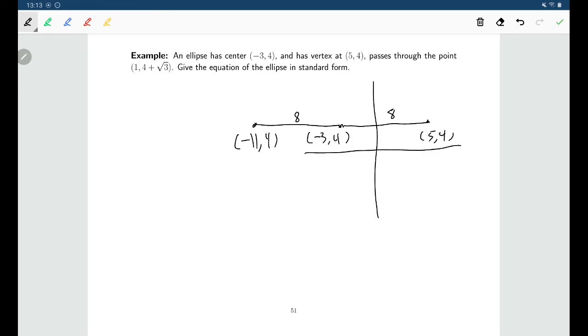Now, the nice thing here is that we can see that, number one, the major axis is parallel to the x-axis, and number two, it's plus or minus 8 units from the center to the left or to the right to get to the two vertices.